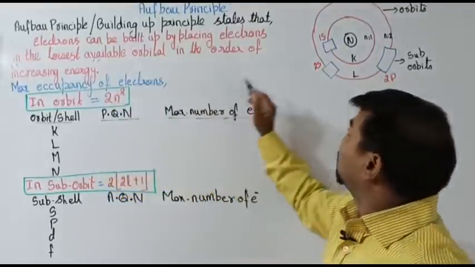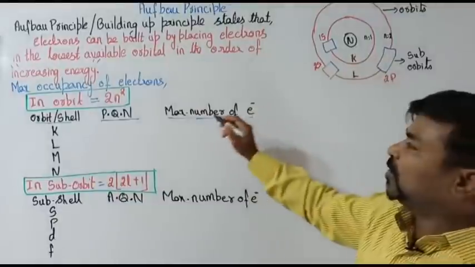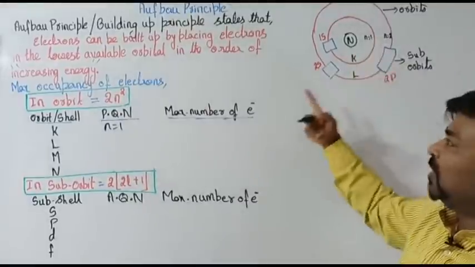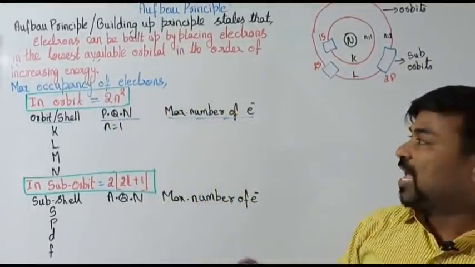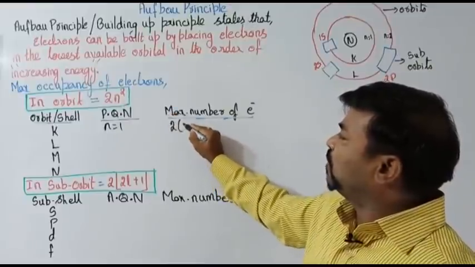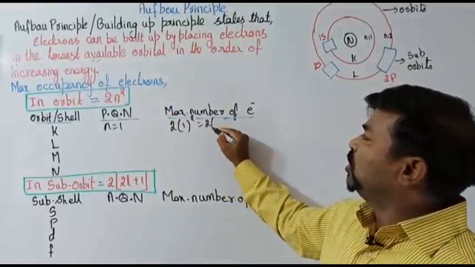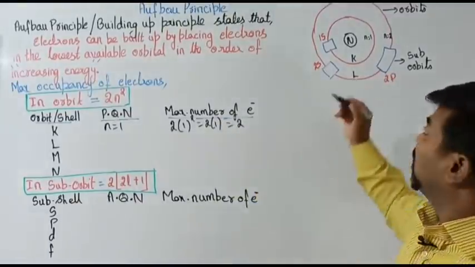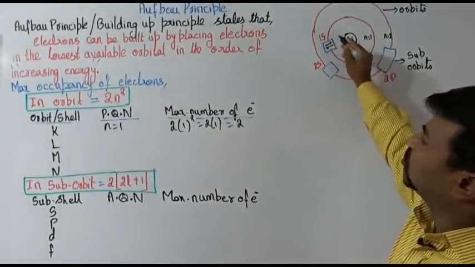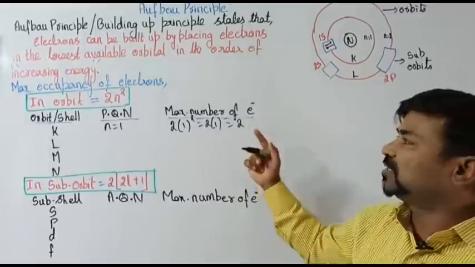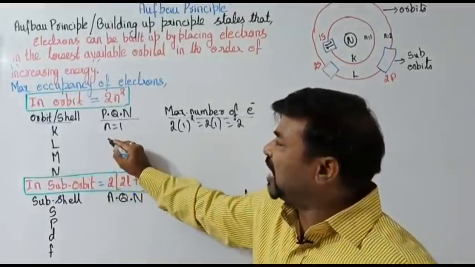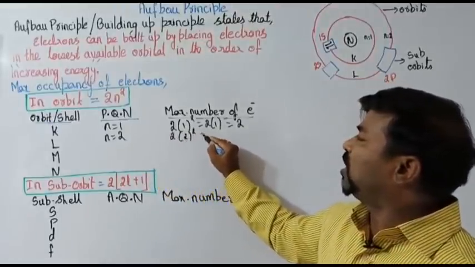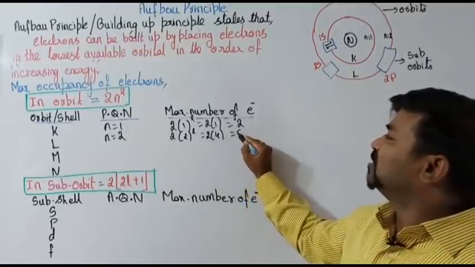Now let us take the K orbit, the first orbit. We know the principal quantum number n is equal to 1. The formula is 2n squared. Plugging in n equal to 1, it is 2 into 1 squared, which is 2. So the maximum number of electrons in the first orbit is 2. In the same way, for the L orbit the principal quantum number is 2. Plugging into the formula, 2 into 2 squared, which is 2 into 4, which is 8.